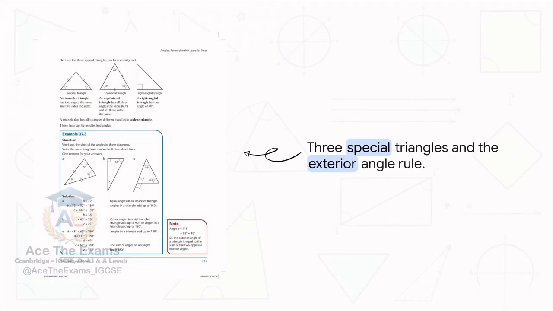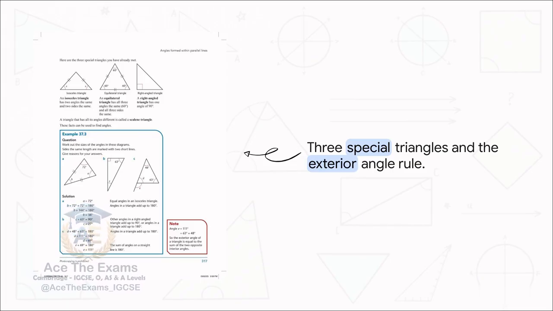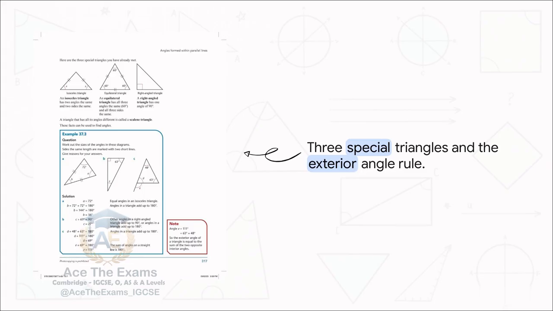Now pay close attention to the exterior angle rule here. The exterior angle of a triangle is always equal to the sum of the 2 opposite interior angles. For example, if you have an exterior angle of 111 degrees, it is the exact sum of the 63 and 48 degree angles inside the opposite side of the triangle.